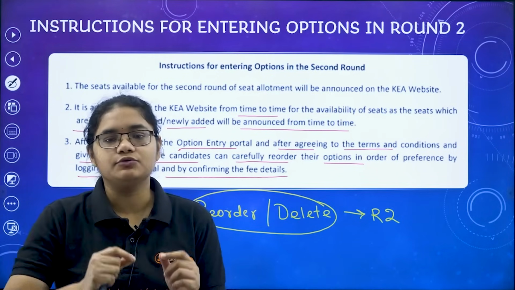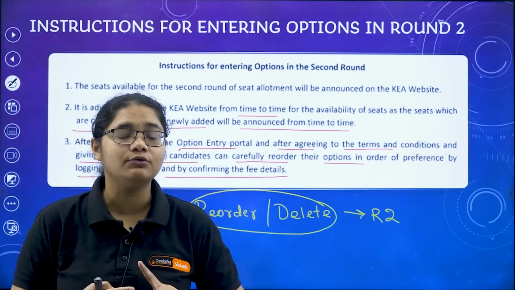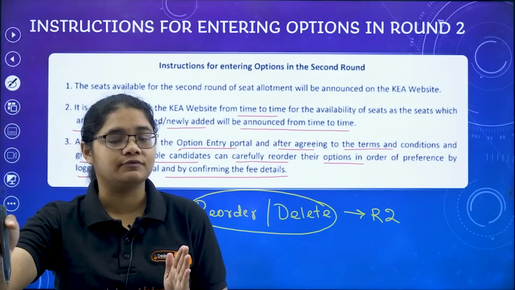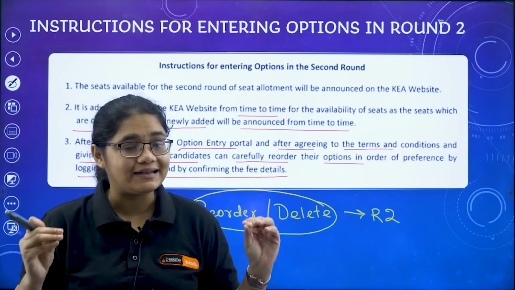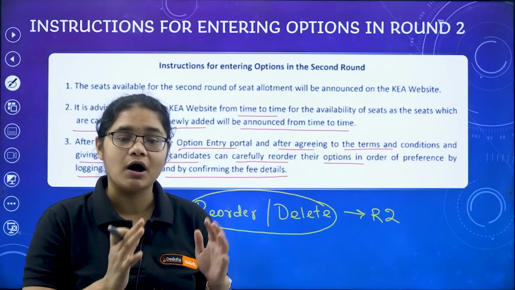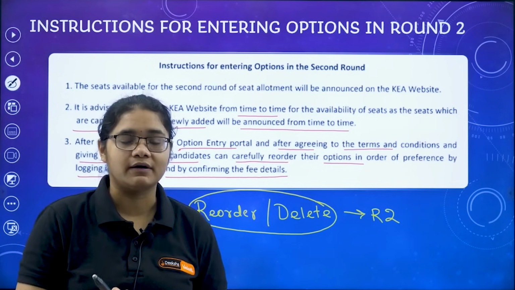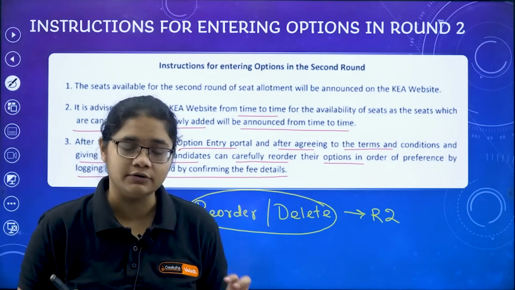In these 3 steps, you will get into your portal. And once you enter the portal, you have to agree to the terms and conditions. After you agree to the terms and conditions, only then will you go for the option entry portal. Now, please don't worry. I'll be making a detailed video on the live demo of how you have to edit your option entry. A demo video will also be done, so don't worry about that. So just listen now, you will be able to see how the process actually works.